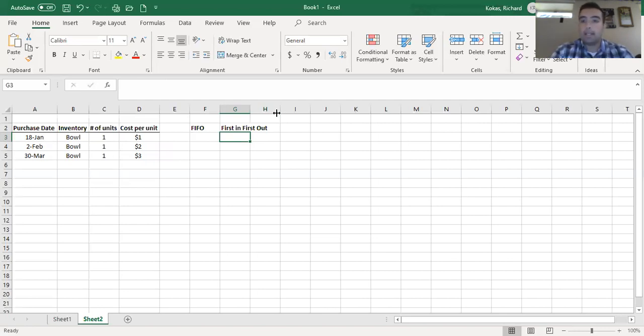So what that means is when we go and sell inventory, we're going to assume we're not going to go out and find the specific item of inventory that we want to sell. That would take a lot of time. If we had a warehouse full of 100 of these little styrofoam balls, we're not going to go out and find the one from January 18th. We're just going to assume, if we are using FIFO as a company, that the bowl we select is from the very first batch of inventory purchased, which is on January 18th.